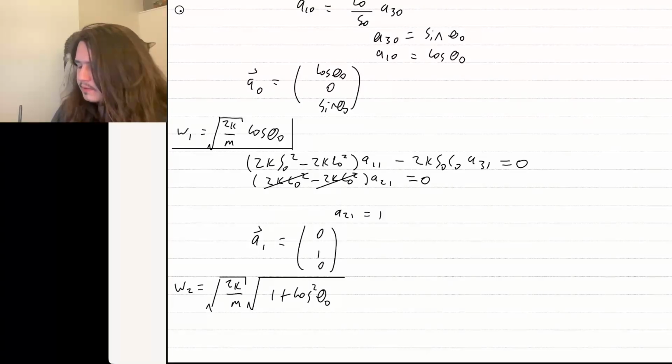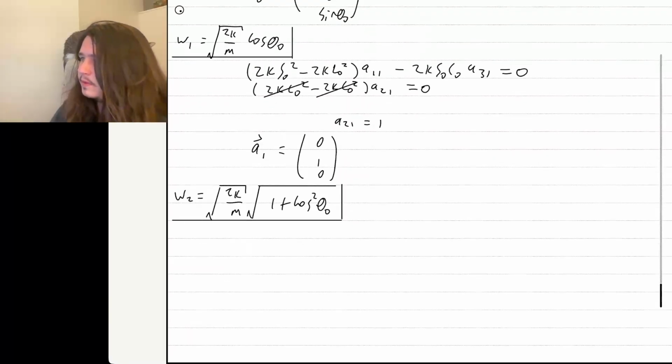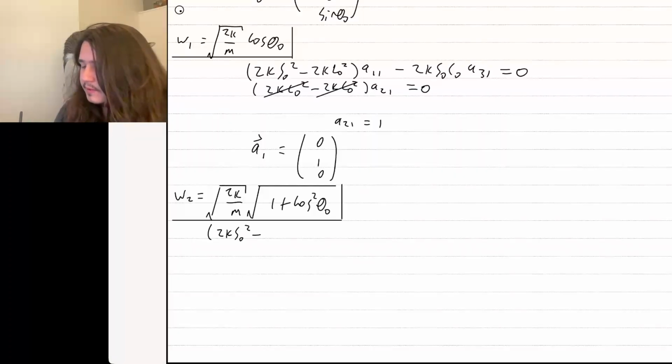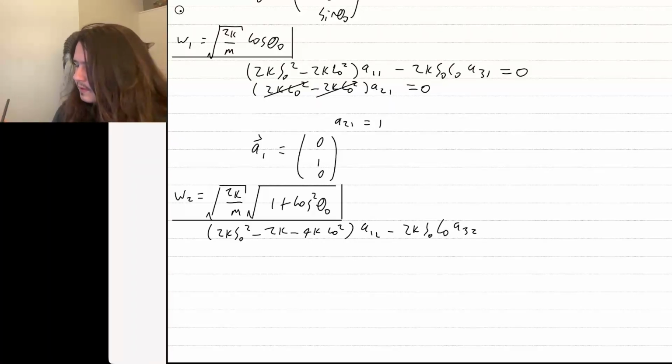So this one is, I think, the most complicated one, but it's still going to end up being okay looking. We've got that it's just 2k s naught squared minus 2k minus 4k c naught squared a12 minus 2k s naught c naught a32 is 0. And then I'll also write down the second equation this time. I don't think I did it for the first eigenvalue, but I'll show you that it's not a trivial thing. a22 equals 0.